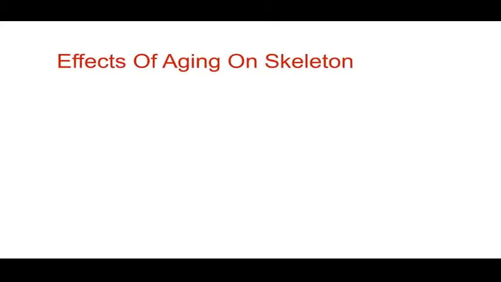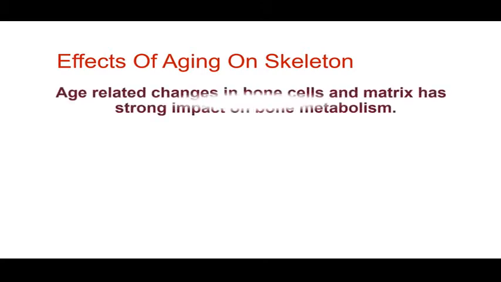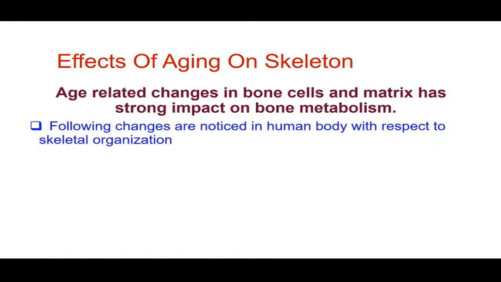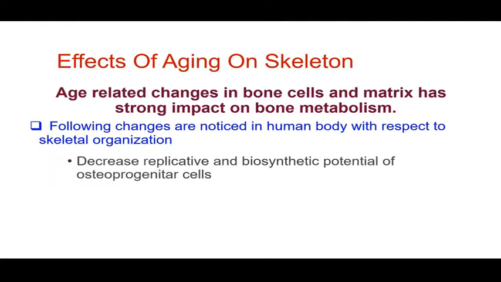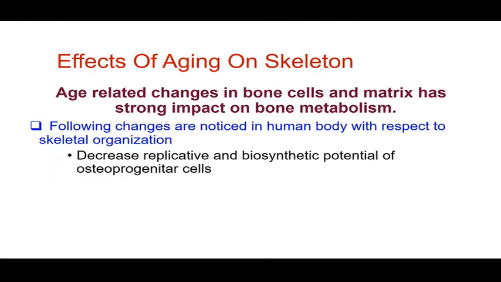Age-related changes in bone cells and matrix have a strong impact on bone metabolism. So there are certain changes which are noticed in the human body with respect to skeletal organization. These are decreased replicative and biosynthetic potential of osteoprogenitor cells. When elderly persons were compared with younger individuals, it was found that there is a decrease in replicative power and biosynthetic power of the osteoprogenitor cells.